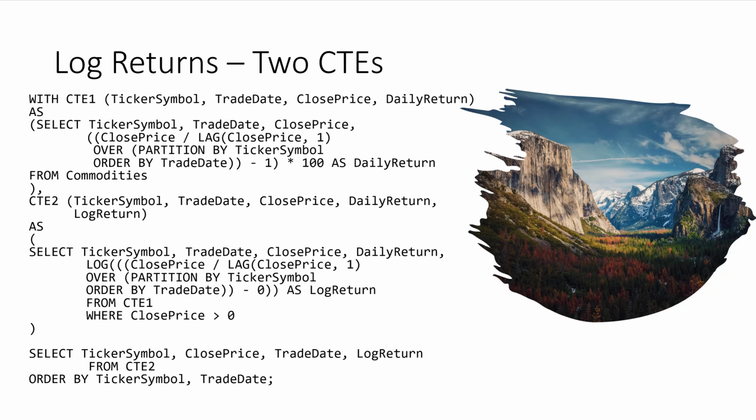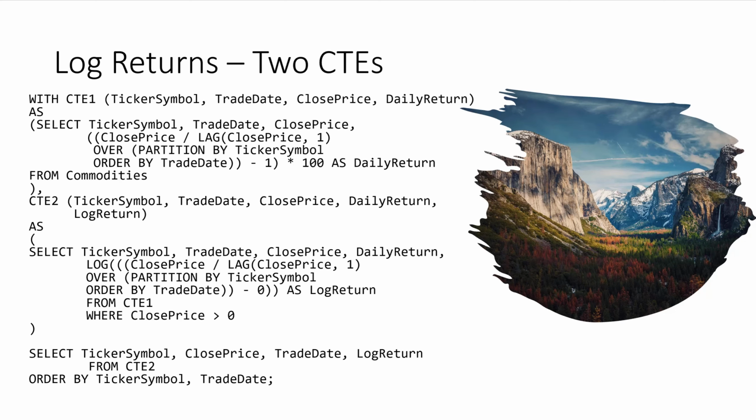We are going to use two common table expressions in calculating log returns. So this first part, it says with CTE1 is our first common table expression, and that's where we calculate the daily return that you've seen before. The second CTE uses the results from the first CTE, but then we calculate a logarithm. Now notice here we're using the first CTE. Finally, in the bottom here, we do a select query.